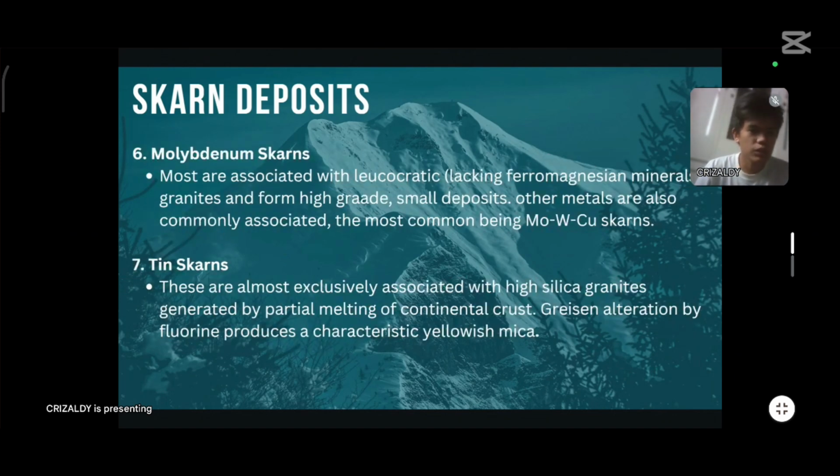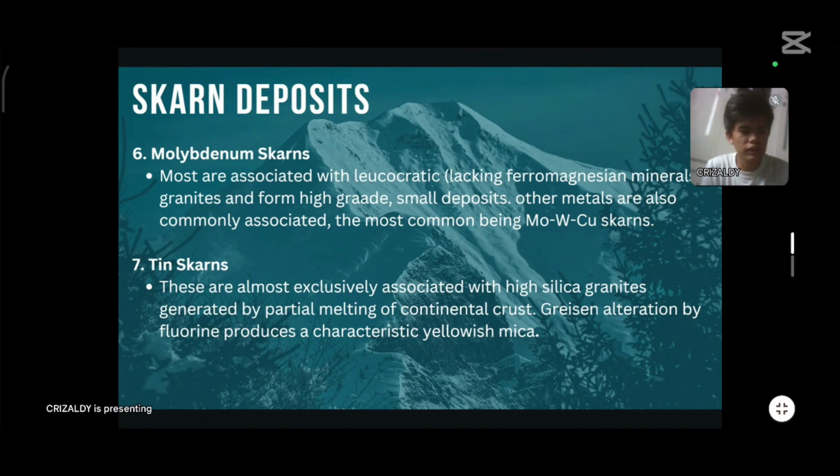Next, the molybdenum skarn. Most are associated with leucocratic granite, or those lacking ferromagnesian minerals. Granite can form high-grade small deposit. Other metals are also commonly associated, the most common being Mo-W-Cu skarn.